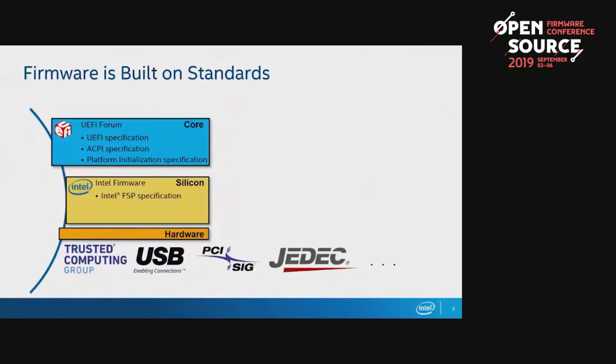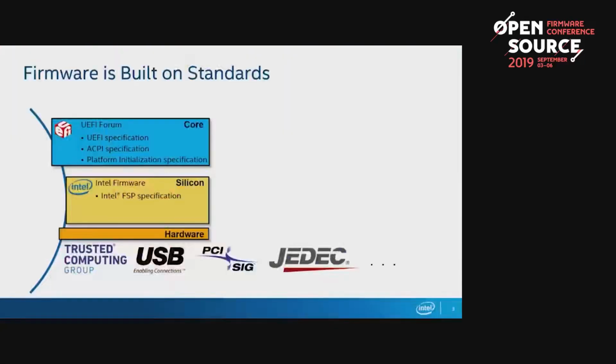The platform initialization spec is generally what makes our EDK2 firmware EDK2, and the platform initialization specs define how to construct firmware. So you can mix and match various bootloaders with these specifications, right? Some bootloaders will implement UEFI, some will do ACPI, and then EDK2 does the platform initialization spec. On the silicon side, we have the Intel firmware specification.